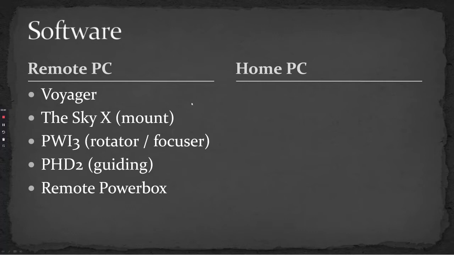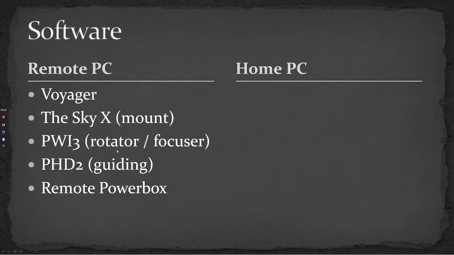In terms of software, the remote PC is where all of the imaging software resides. So I'm using Voyager as the top level session controller. That's what controls the mount and the camera and the sequences set in it. It uses the SkyX, which comes from Software Bisque, which makes the Paramount mounts. And the SkyX is what actually is controlling the telescope mount, but Voyager is telling it what to do.